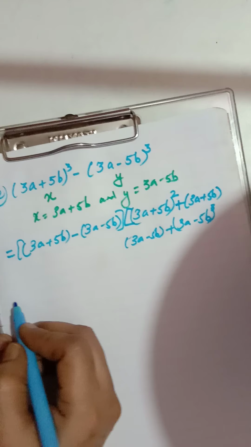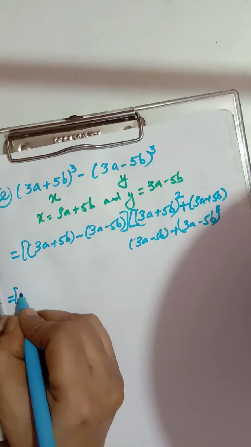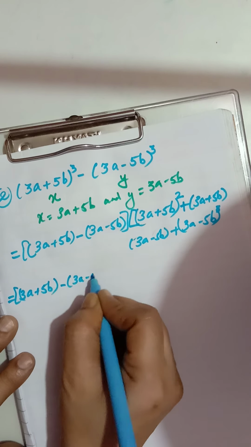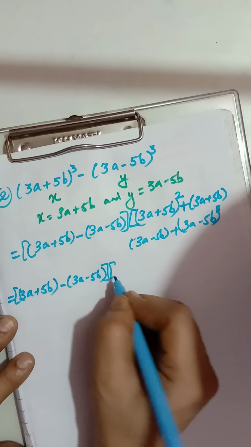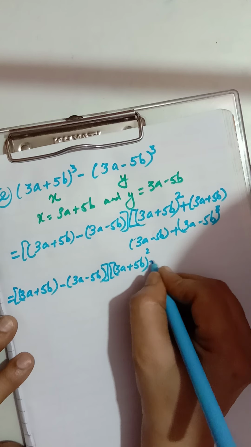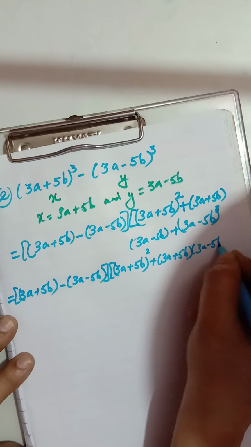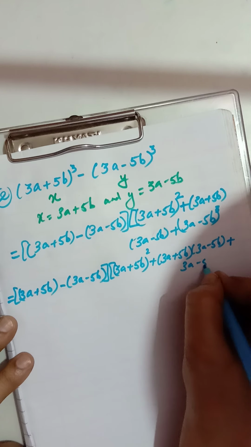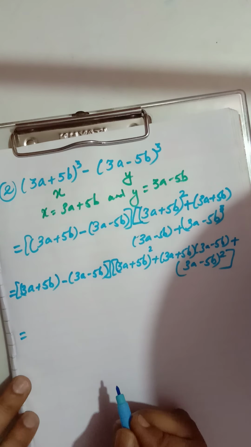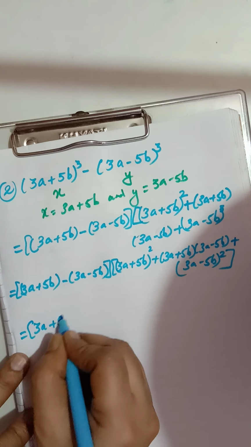Again I will be writing a little from this side so that it comes in one line. So this I am writing, see children: (3a + 5b)(3a − 5b), first bracket, second bracket: (3a + 5b)² + (3a + 5b)(3a − 5b) + (3a − 5b)². Now this is equal to, we'll open the bracket, this will be 3a + 5b.